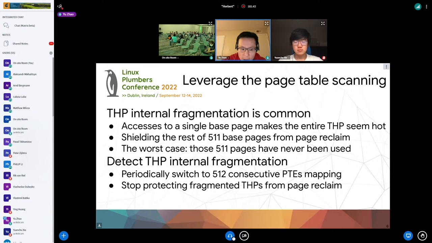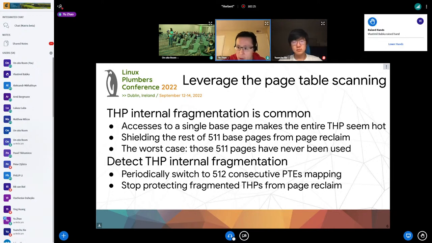So basically, MGLRU page table scanning can help detect THPs in specifically this scenario. For example, when the system is under memory pressure, MGLRU page table scanning can periodically swap the PMD mapping of this THP with 512 consecutive PTEs. And these 512 consecutive PTEs are a special mode. It's still considered collapsed. It's not the split mode.